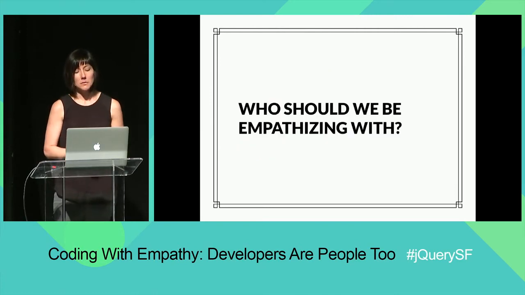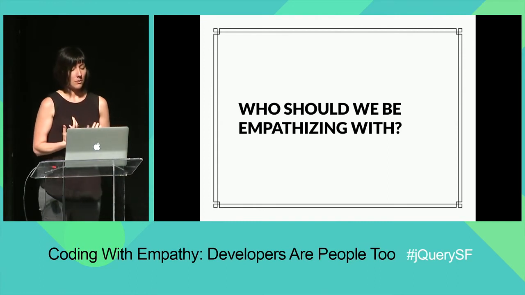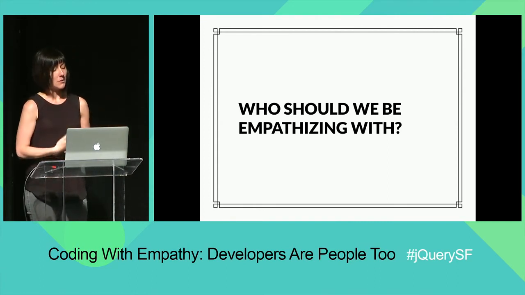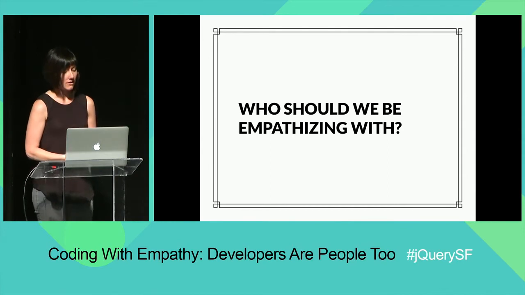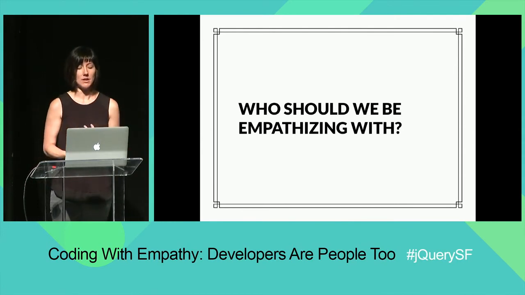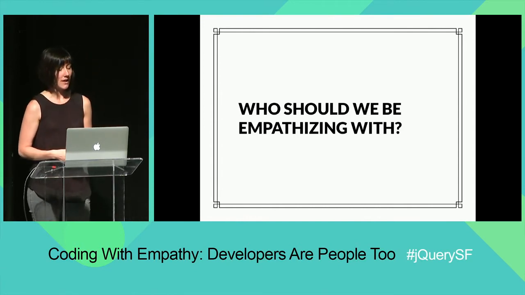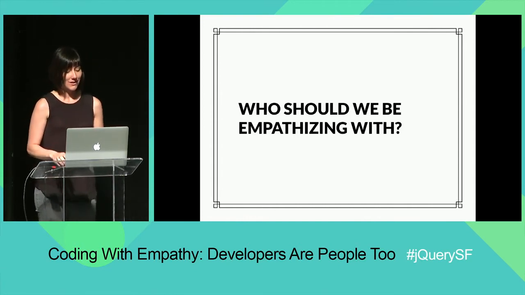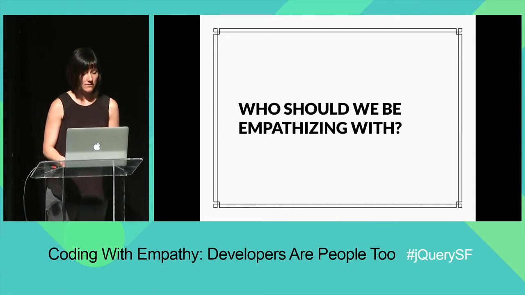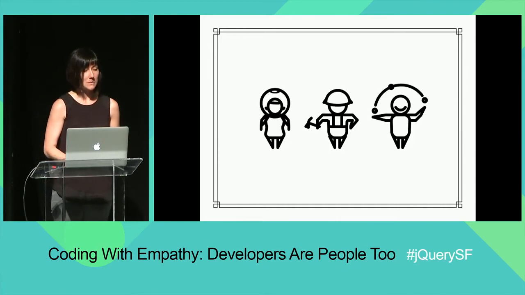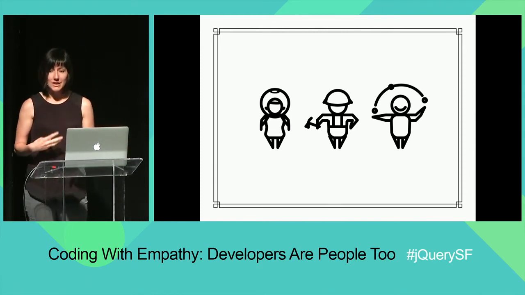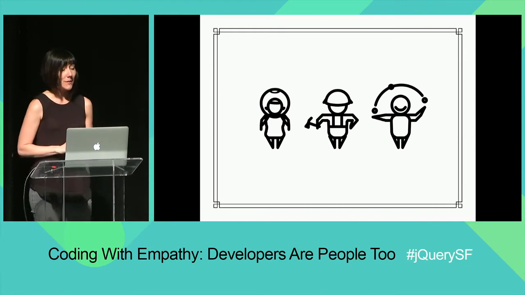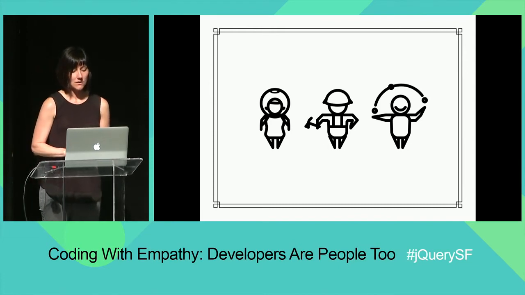So who should we be empathizing with? We're empathizing with people building email templates and people multi-threading, but who else should we be empathizing with? As developers, we should be empathizing with everyone affected by the code that we produce. So who are these people? These people can be broken down into 3 separate groups. We have our teammates, our code consumers, and our end users.